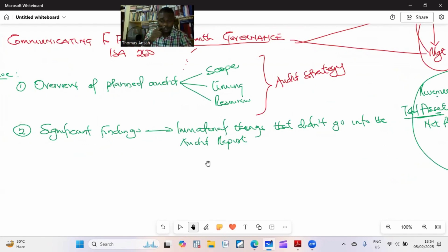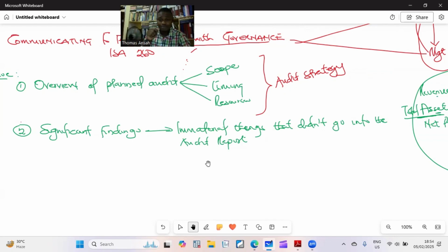Do you have that part? I said that if the thing is immaterial, it won't go into your audit report. It will go in the form of a management letter, as a communication to those charged with governance. I hope that is clear, because we will be solving questions. And the questions that I've sent you, some of these things are in there. They are in there. So you have to be very, very careful.